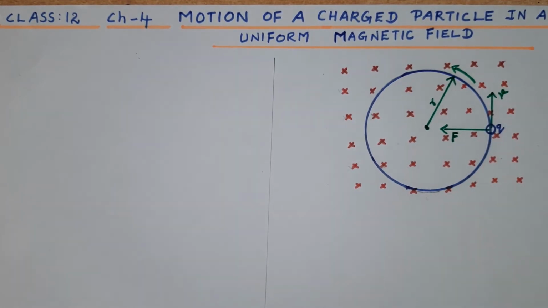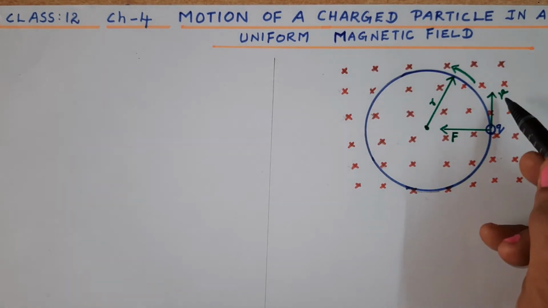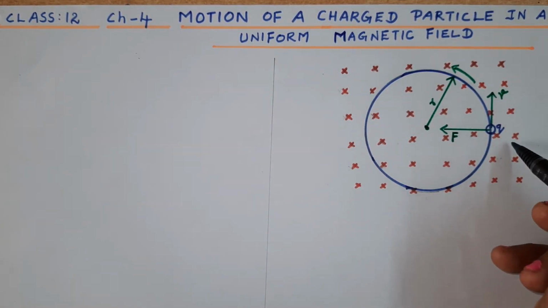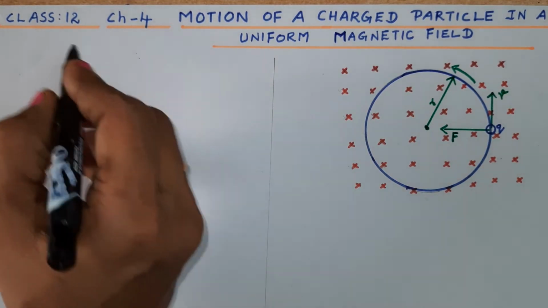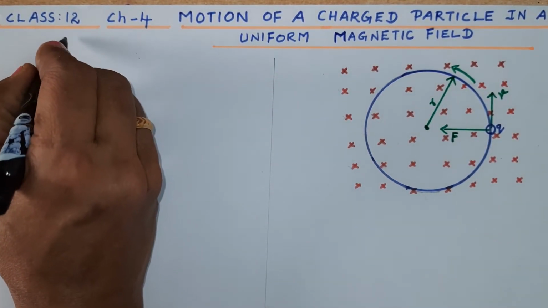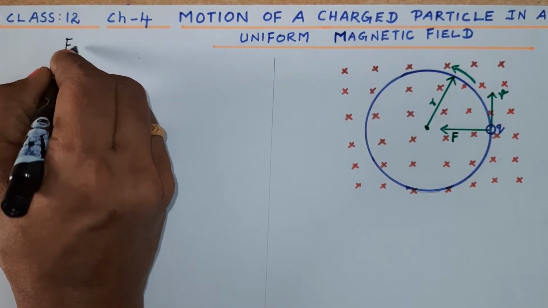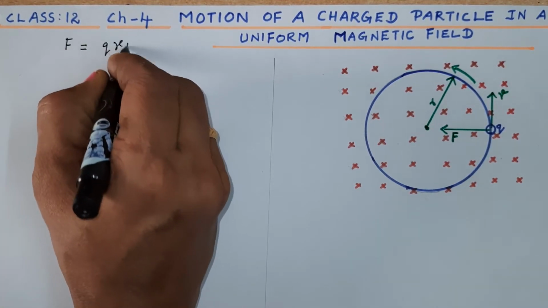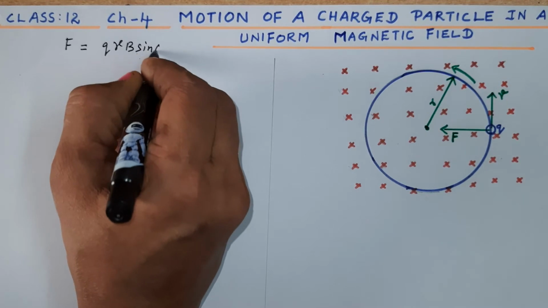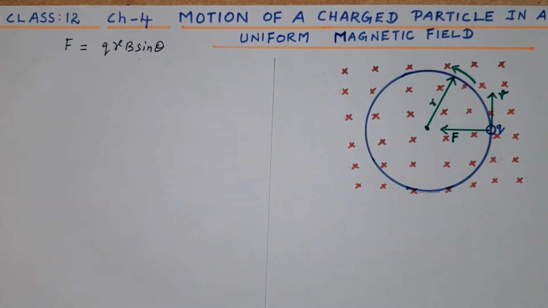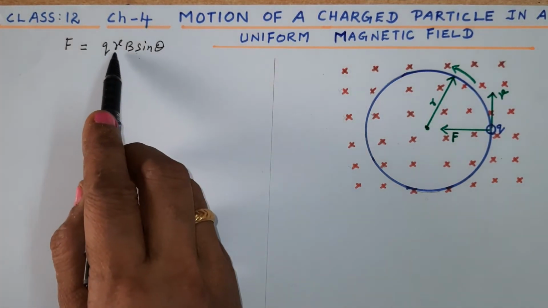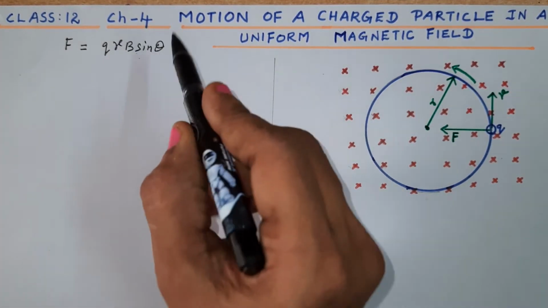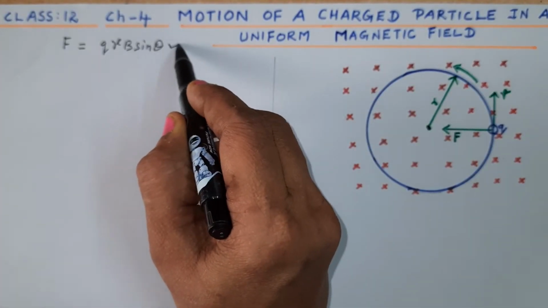So, it experiences some force due to the V component and also the magnetic field. And as we know, the magnetic force can be written as QVB sin theta. Its magnitude can be written as QV cross B, and hence we have written QVB sin theta.